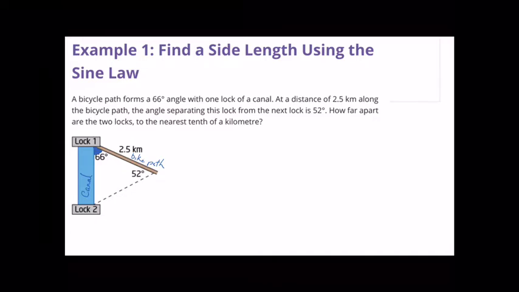So now we've got a 52-degree angle. We're standing up here on the path, looking at both locks and taking our angles. We want to know how long this section of the canal is. So our x, what we're trying to find, is the length between the two locks. We're trying to find the length of this side. So how far apart are the two locks, to the nearest tenth of a kilometer?